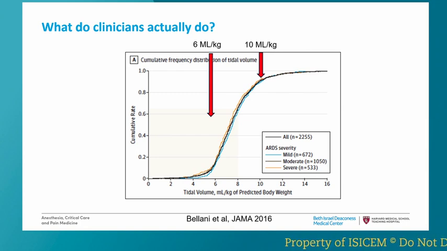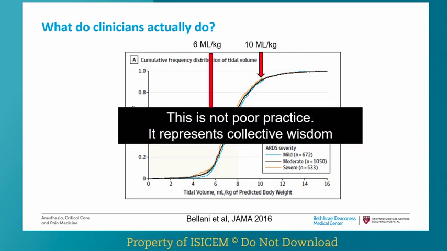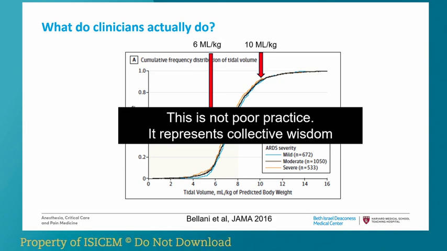Now, when this first came out and I looked at it, my first reaction was, oh, we need a lot of work in education. But I think it's not poor practice, it's collective wisdom of the providers who understand that 6 mLs per kilo may not be the be-all and end-all of lung protection.